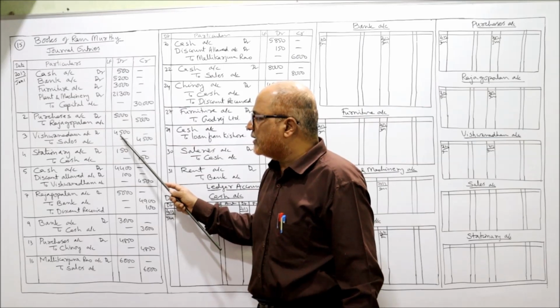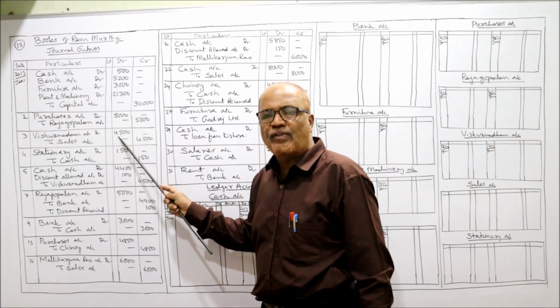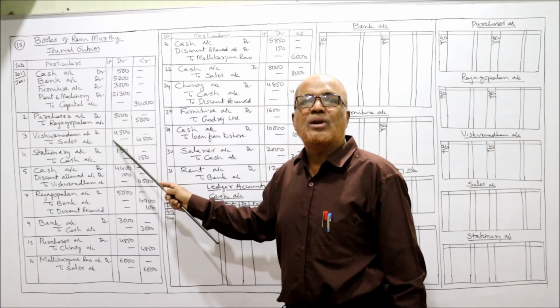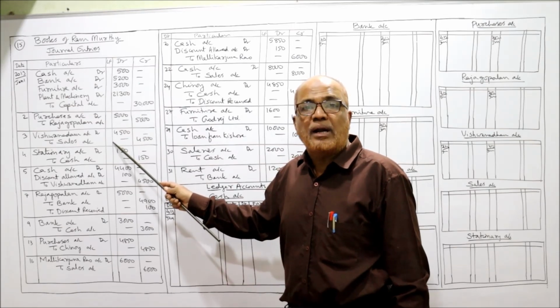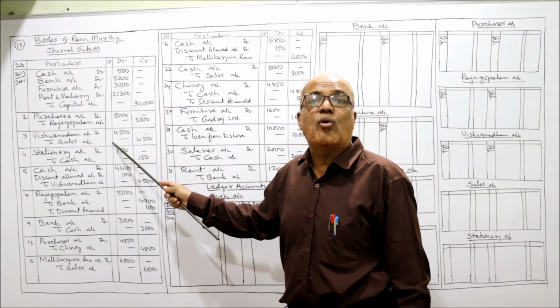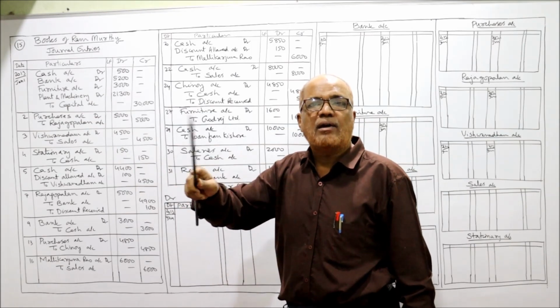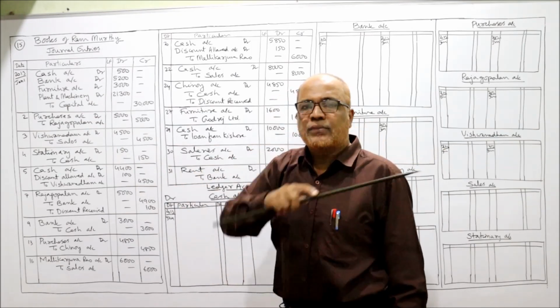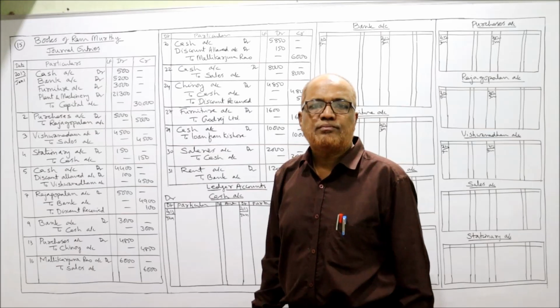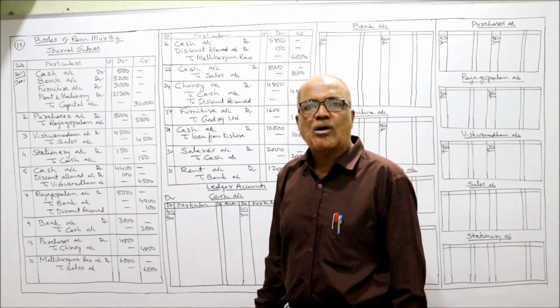Vishwanathan account debited to sales, 4,500. So 4,500 is the amount receivable from Vishwanathan. But we are receiving only 4,400. 100 rupees we are allowing as discount. So discount is a loss.